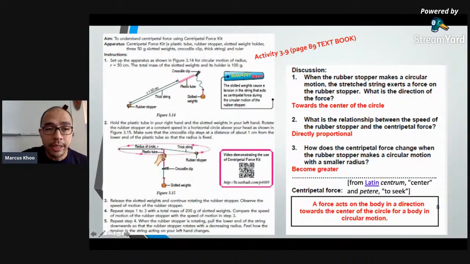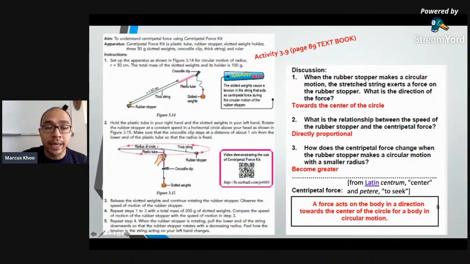So you hold the plastic tube in your right hand like this, and the slotted weights in your left hand. Then you rotate the rubber stopper at a constant speed in a horizontal circle above your head. Hopefully the rubber stopper doesn't hit your head. Make sure that the crocodile clip stays at a distance of about 1 cm from the lower end of the plastic tube so that the radius is fixed.